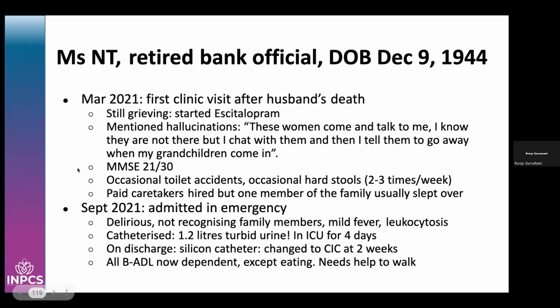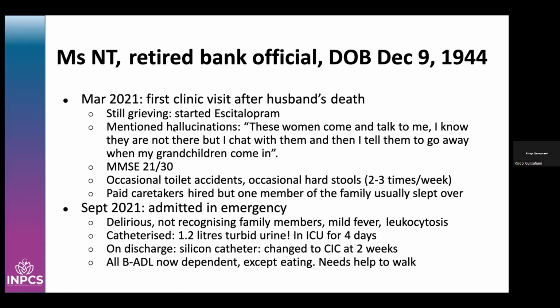So when she came in at this stage, she was obviously still grieving. This was March 2021. And she mentioned hallucinations. Hallucinations are often experiences that we have to explore. And these are pretty much after depression, very common in the neuropsychiatric problems that people with dementia and Parkinson's have. So her hallucinations were women who would come and talk to me. I know they are not there, but I chat with them. Then I tell them to go away when my grandchildren come in.